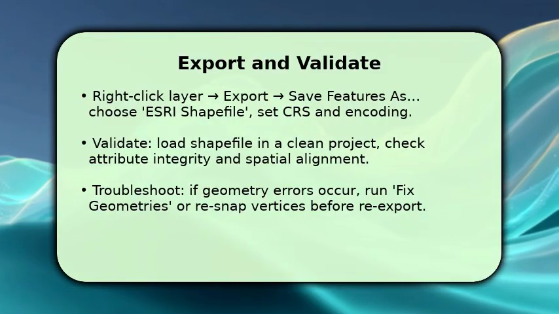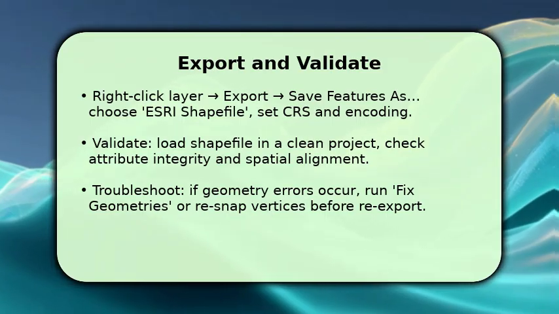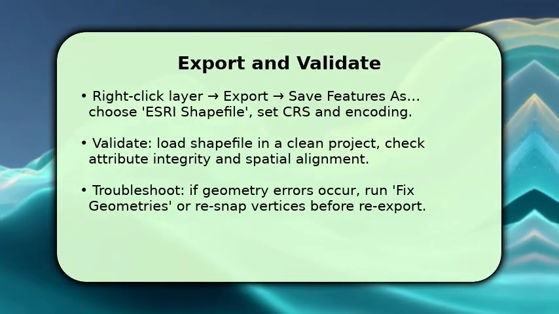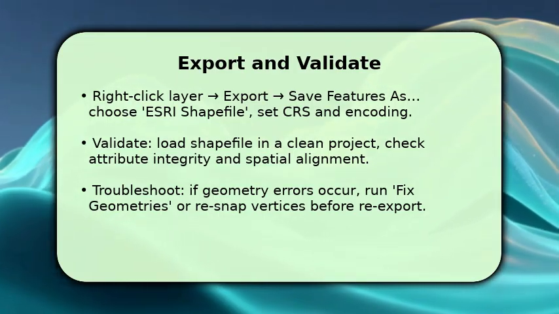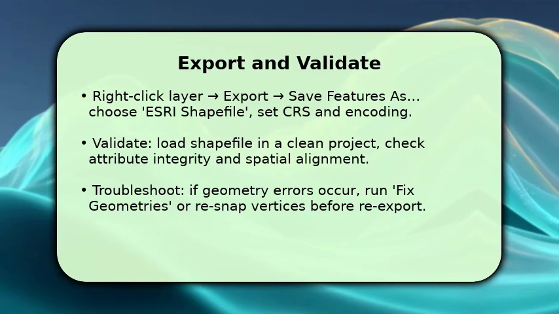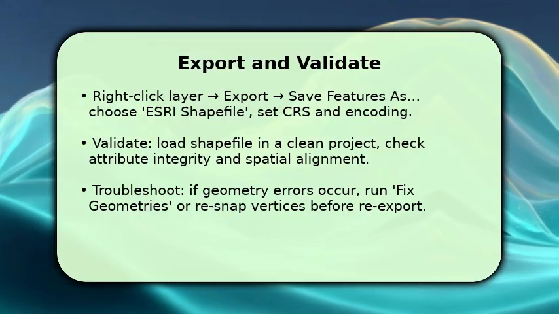Right-click the cleaned vector layer and choose Export > Save Features As, pick ESRI Shapefile, set the CRS and a suitable encoding like UTF-8, and save. Then load the shapefile into a fresh QGIS project to confirm spatial alignment, attribute completeness, and that features display correctly.